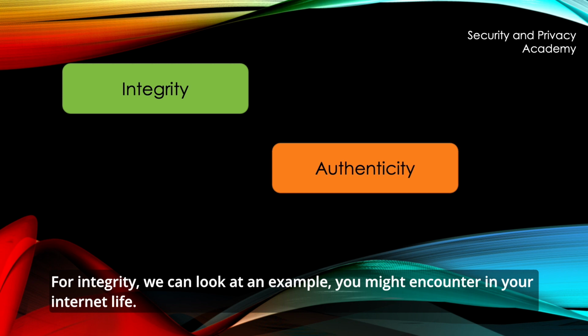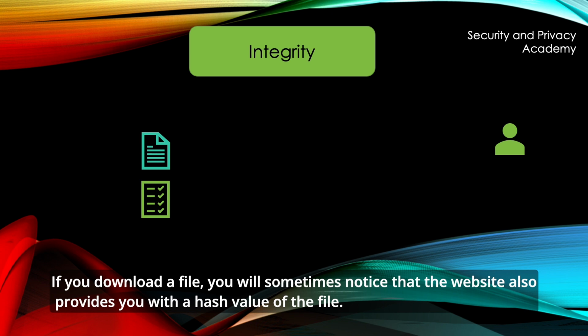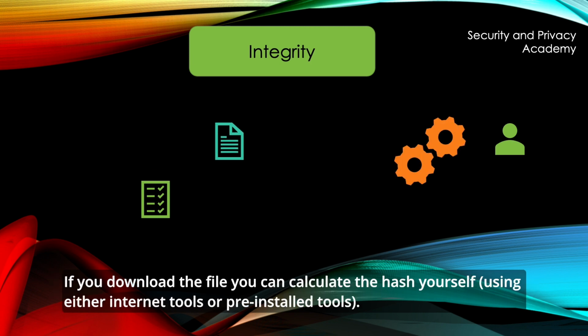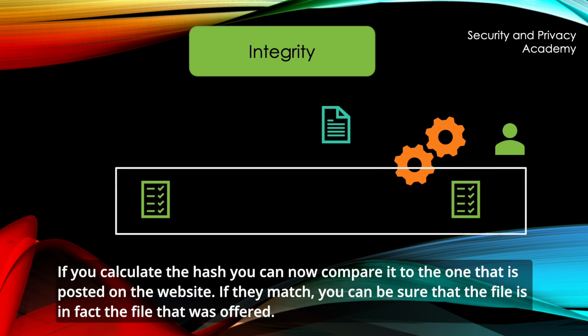For integrity, we can look at an example you might encounter in your internet life. If you download a file, you will sometimes notice that the website also provides you with a hash value of the file. If you download the file, you can calculate the hash yourself using either internet tools or pre-installed tools. And make sure to use the same algorithm as has been used by the provider of the file. They should tell you which one they used. If you calculate the hash, you can now compare it to the one that is posted on the website. If they match, you can be sure that the file is in fact the file that was offered.